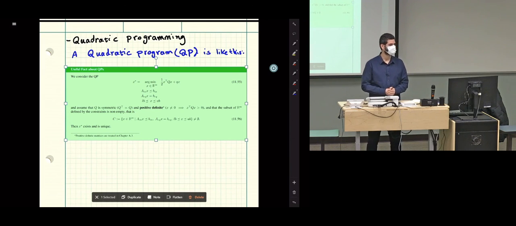We're trying to search for a decision variable X that minimizes our quadratic objective function. At the same time, it satisfies the constraints. If a solution violates the constraints, it's not a feasible solution, okay?